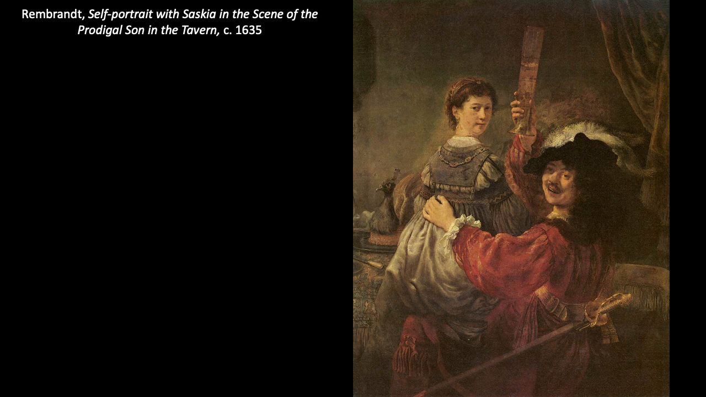And so Rembrandt has taken on this persona or this character and created a very lively mood within this tavern scene. He's shown himself raising a glass towards the viewer as if in toast, and the barmaid Saskia is seated within his lap, looking on at these activities. The barmaid Saskia was also modeled after Rembrandt's wife, and so that helps to make this into a more personal self-portrait.